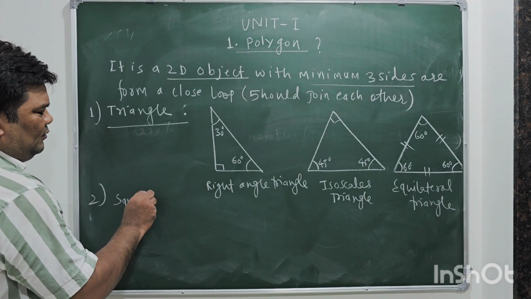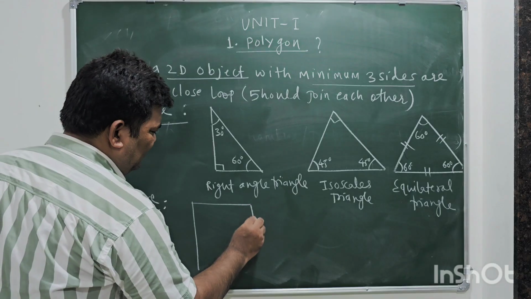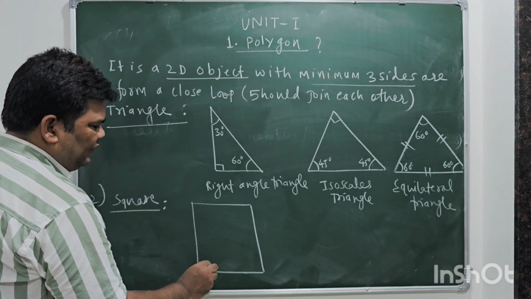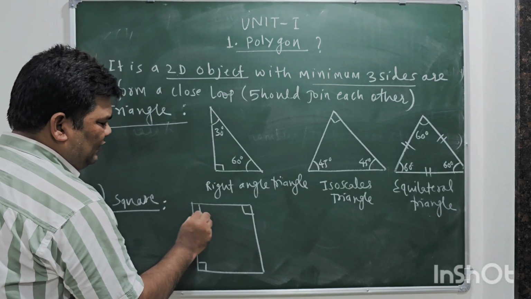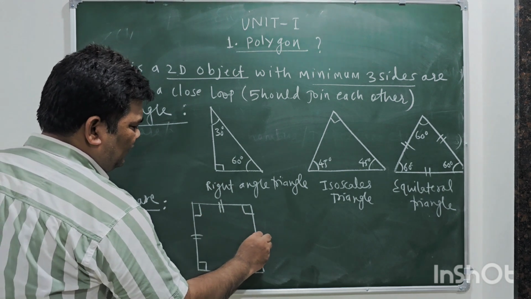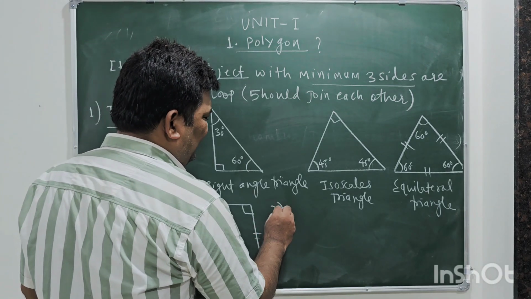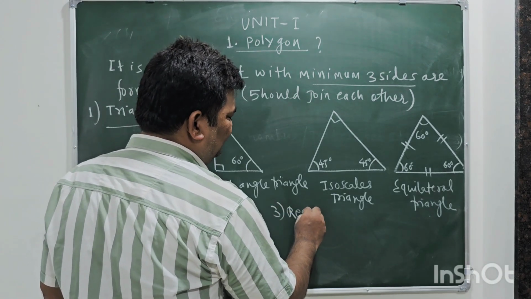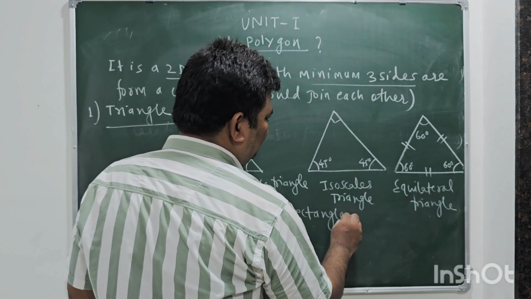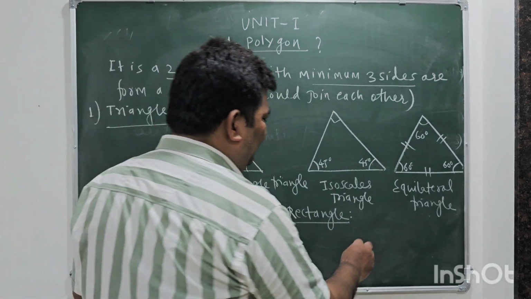the square. So all of you know very well, as you have studied earlier also, square is a shape with all sides are same, all angles are 90 degree. All sides are same and all angles are 90 degree. Then rectangle is there. How to draw the rectangular shape?